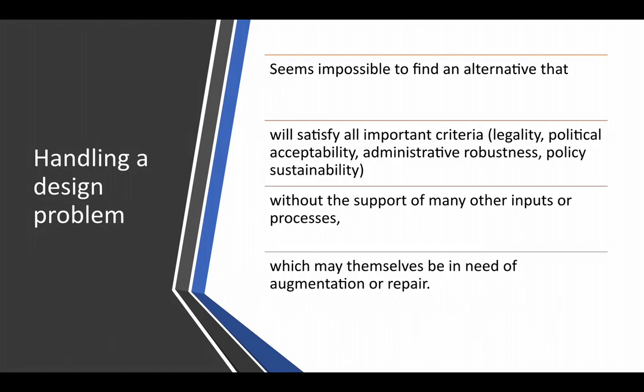Then we have another design problem we need to handle. Based on your alternatives, your criteria and your projected outcomes, it may seem impossible to find an alternative that will satisfy all the important criteria, for instance legality, political acceptability, administrative robustness, improvability, or policy sustainability, etc., without the support of many other inputs or processes, which may themselves be in need of augmentation or repair. That will be the design problem.